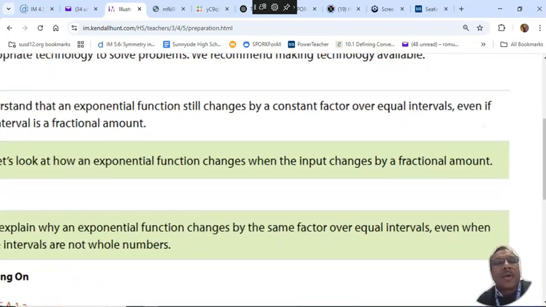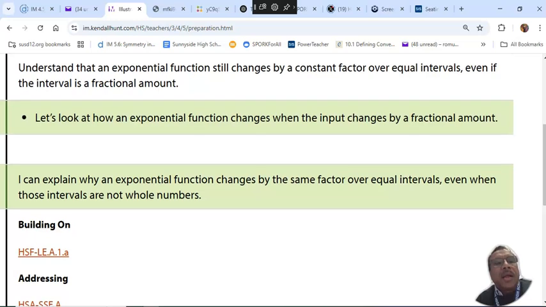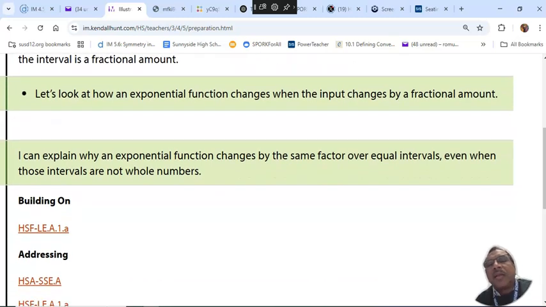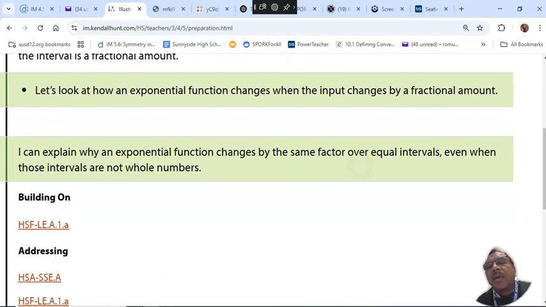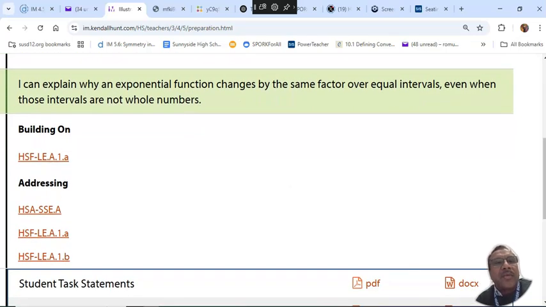If you see this in the green, let's look at how a function changes when the input changes by a fractional amount. And at the end of the lesson, our success criteria is: I can explain why an exponential function changes by the same factor over equal intervals, even when those intervals are not whole numbers. So this is what our goal is to see with these three activities that we are going to work on.